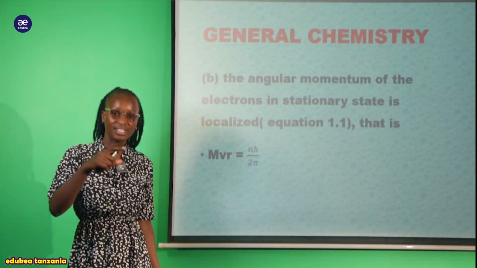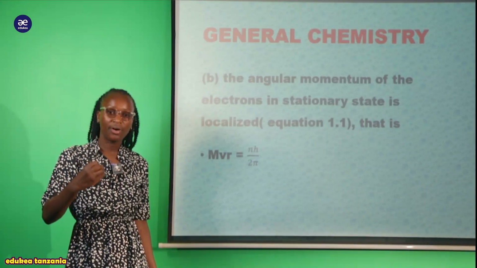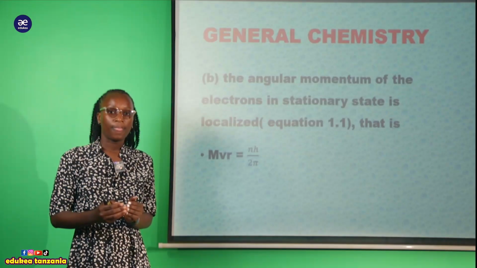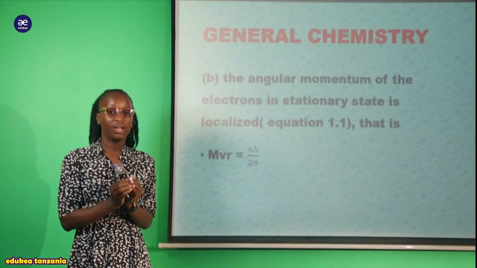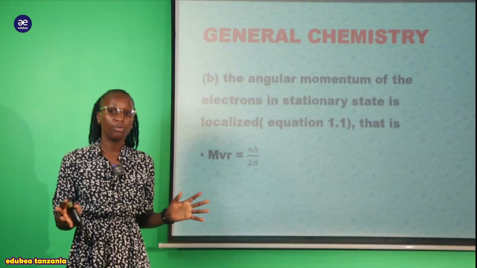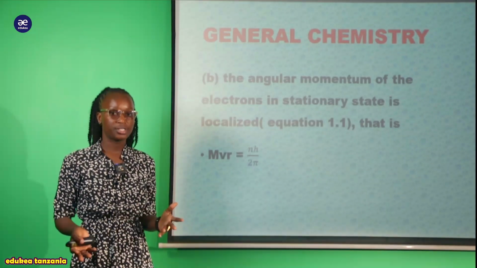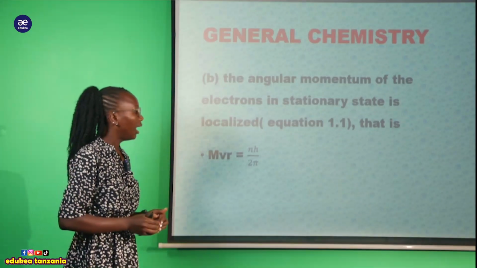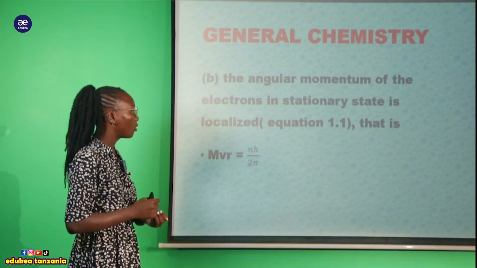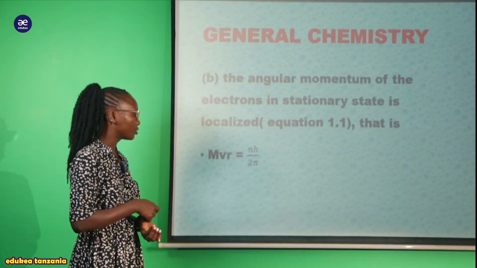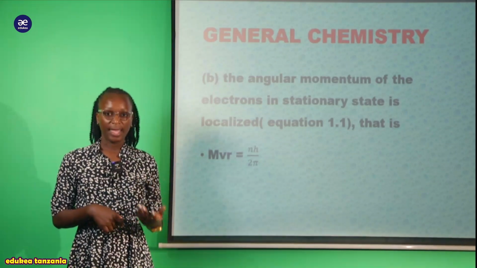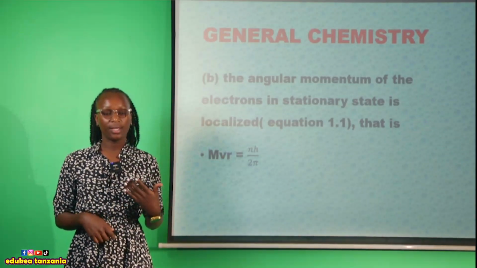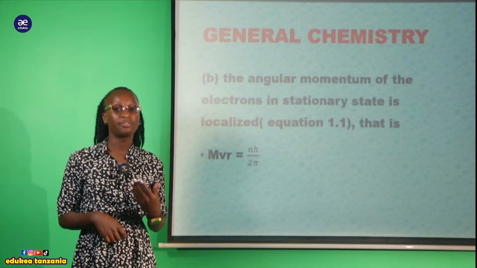Nasema kwamba katika stationary state au katika ile stationary phase, this kind of electrons zinakuwa localized. They are not free to move kwa sababu hamna absorption yoyote. Kwa hiyo they are not free to move, they are localized. And the simple equation to demonstrate this angular momentum is this one, kwamba mvr is equal to nh over 2 pi. Sasa mvr ina maana gani? Nh ina maana gani? 2 pi, I hope pi is known, is a constant mathematical value, inajulikana.